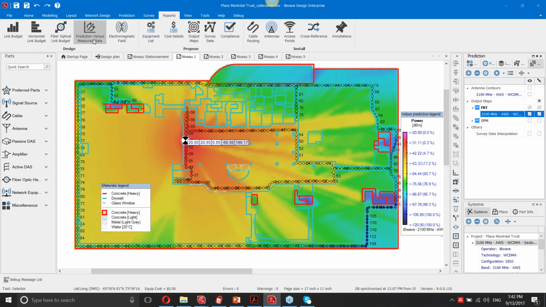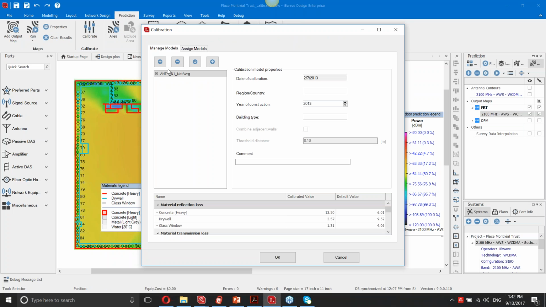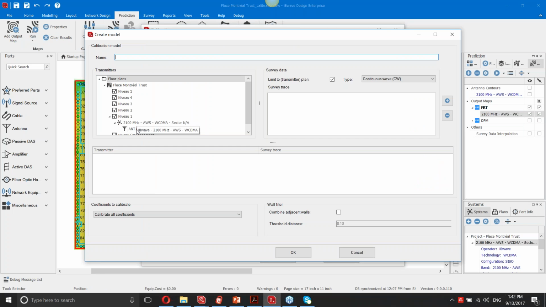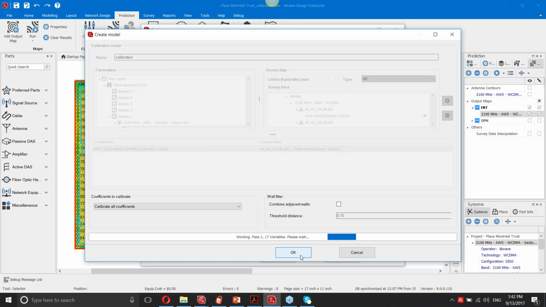So now let's do calibration. I'm going to go to prediction and say calibrate and select this antenna. Select all and then use calibration data to do calibration and call this calibrated and then make a run.